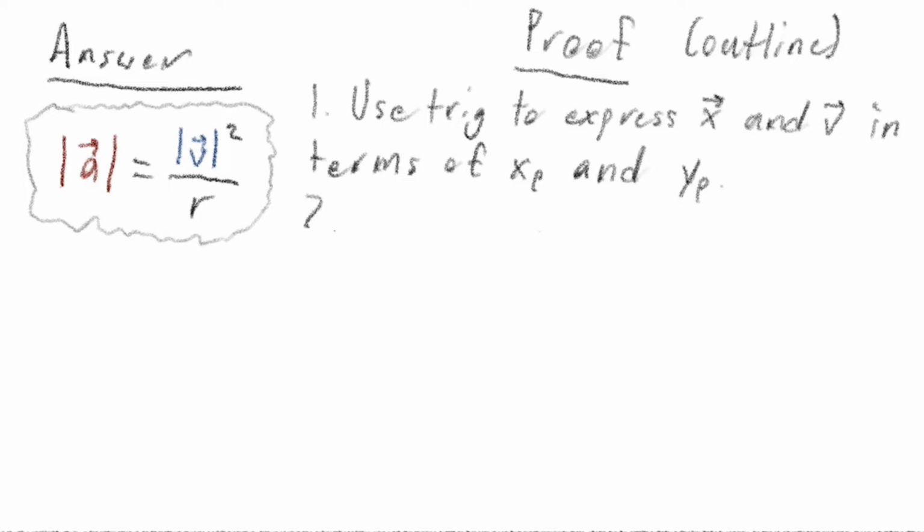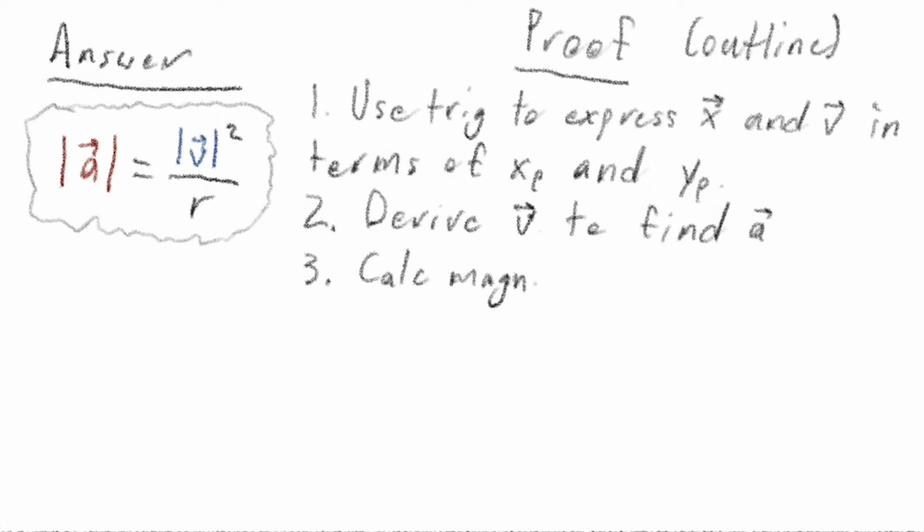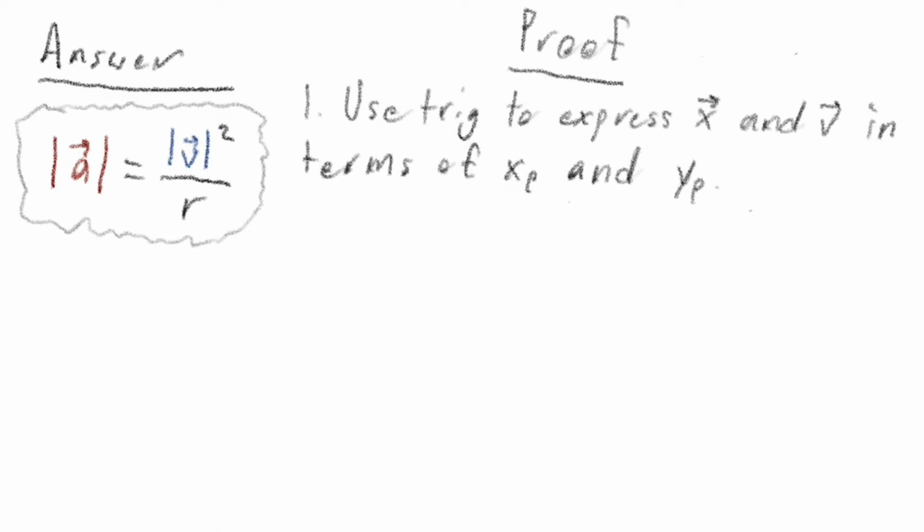Next, we'll take the derivative of this velocity vector v to get the acceleration vector a. And finally, we'll look at a, and its magnitude and direction will be pretty easy to calculate, it turns out. So these are the three steps we'll take to derive the formula for acceleration in uniform circular motion.